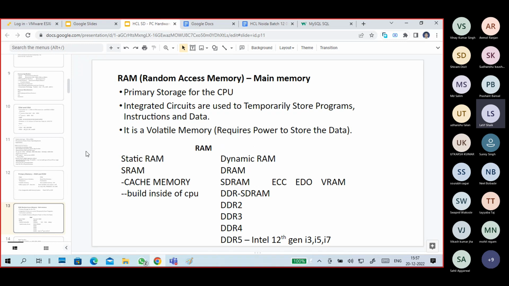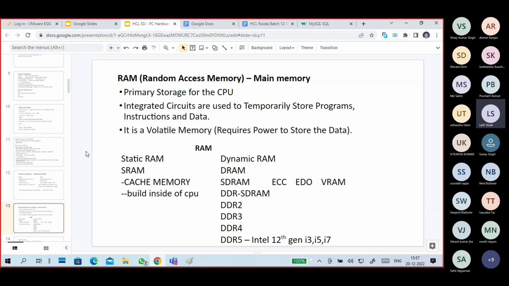Now RAM. RAM is random access memory. It is also called main memory. Primary memories are RAM and ROM. Secondary memories are hard disk, CD, DVD, floppy disk. Okay, what is main memory? RAM is the main memory, your random access memory.